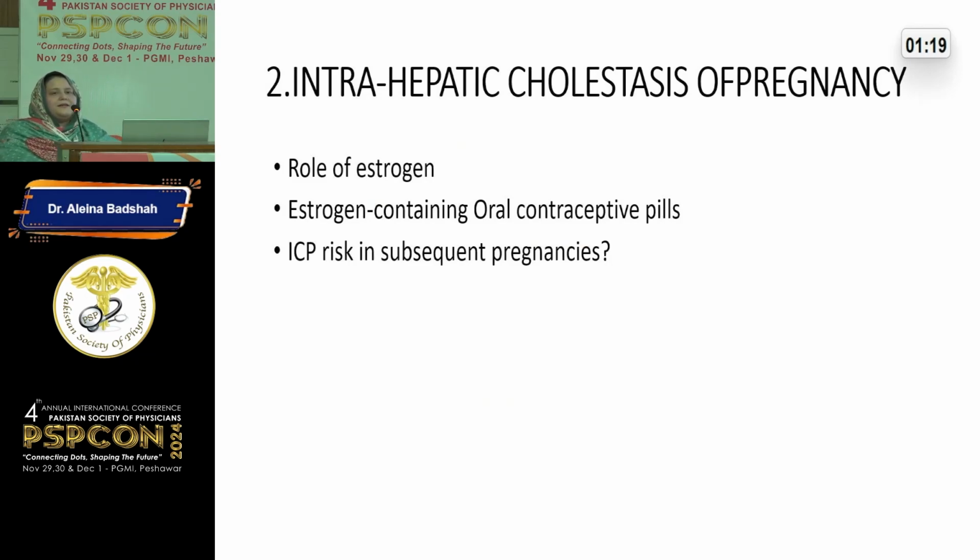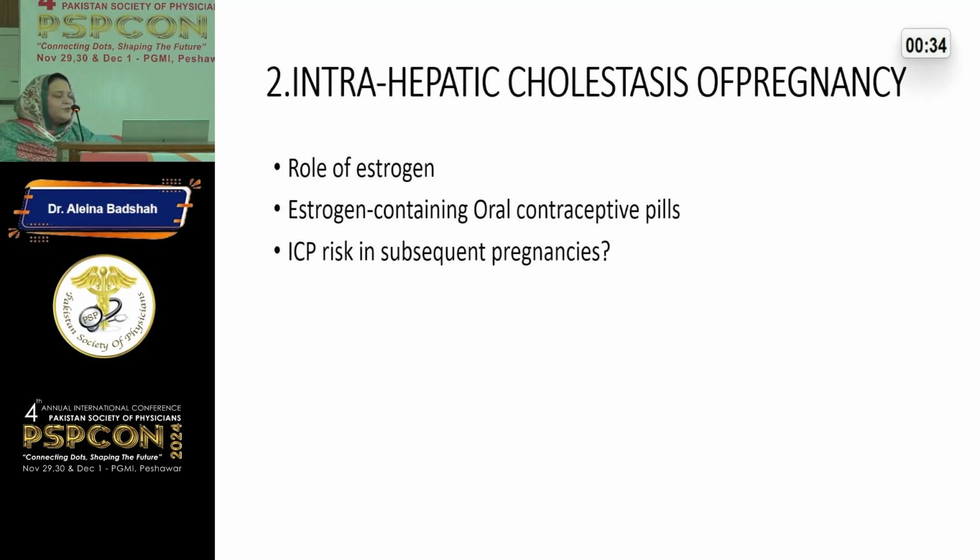Now, intrahepatic cholestasis of pregnancy is related to estrogen as well. The concentration of estrogen rises in pregnancy, and in those people who are genetically more predisposed to it, the estrogen levels are going to cause cholestasis. Now, again comes a question: those patients who have intrahepatic cholestasis of pregnancy should be guided that they should avoid estrogen-containing contraceptive pills in future, because they are at more risk of developing intrahepatic cholestasis in subsequent pregnancies.